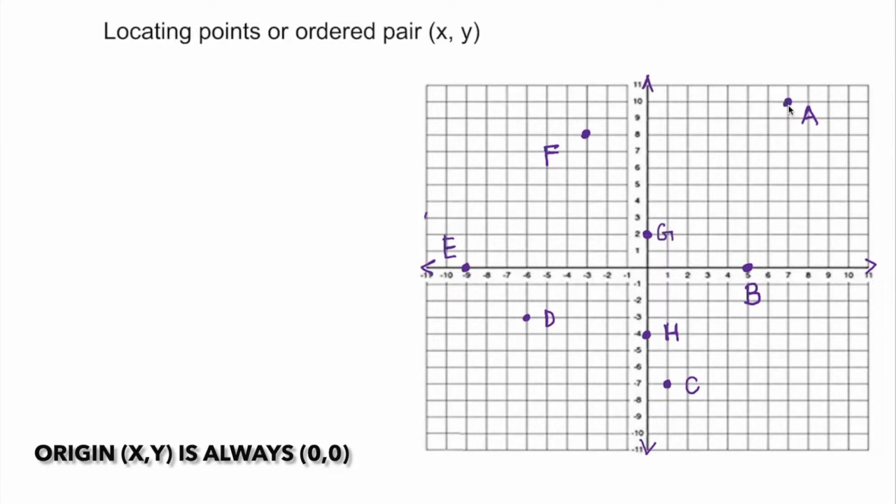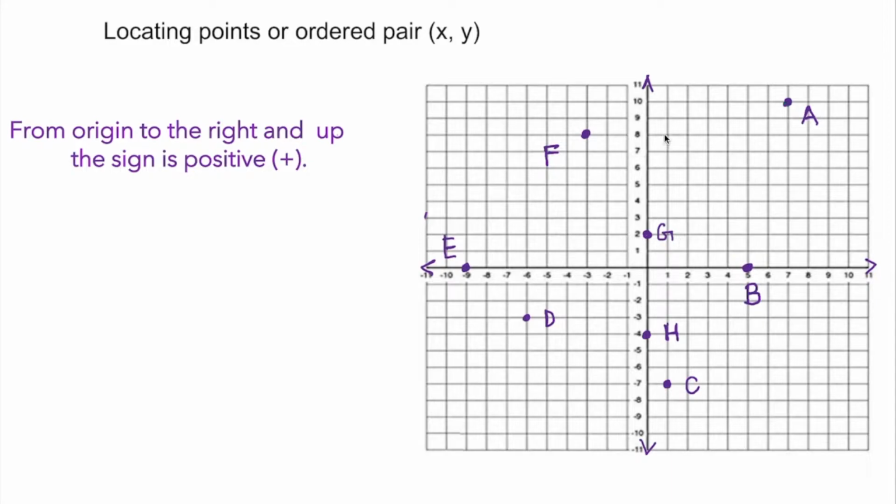So how do you know what this point is going to be? It is going to be some numbers. X first, which is 7, and y is 10. What are the signs going to be? That is what we have to be very careful about. For the sign, we go to the right and up. From the origin to the right and up, the sign is positive. To the right side is positive, to the up is positive. That's always true. So we have positive and positive.